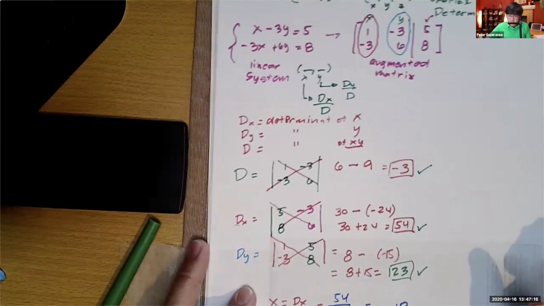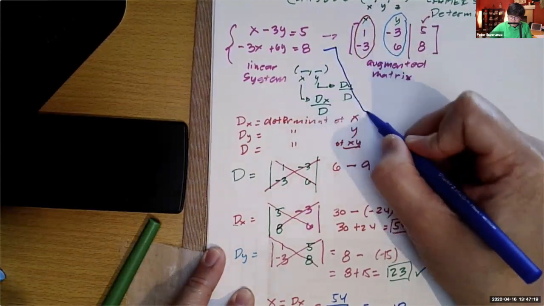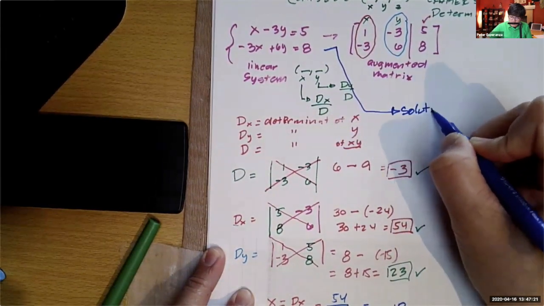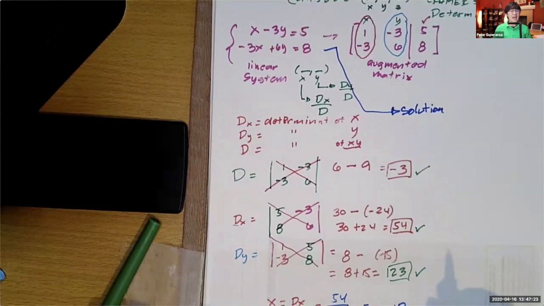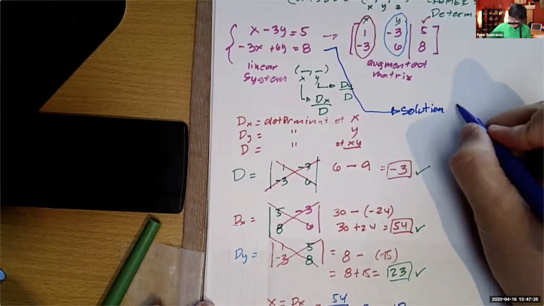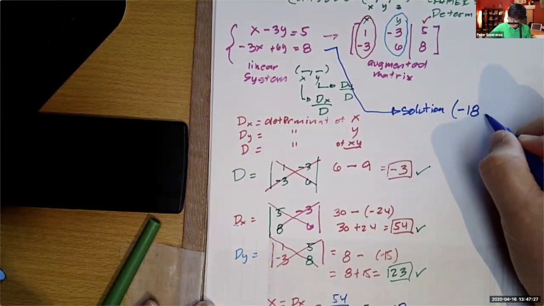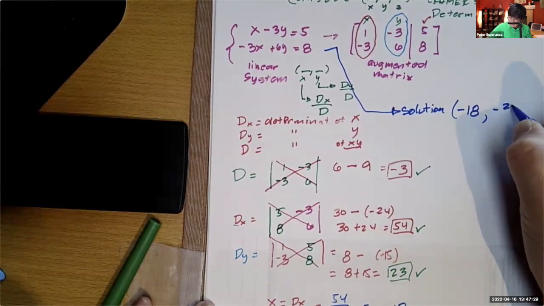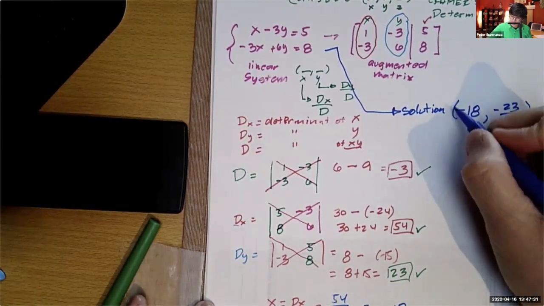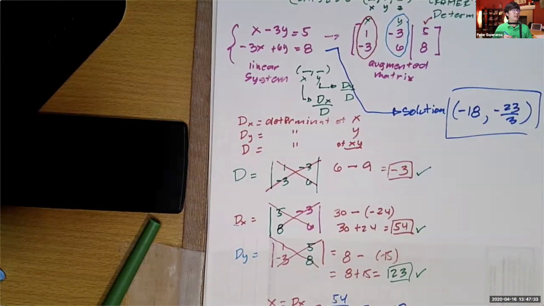So the solution of that linear system is negative 18 and negative 23 all over 3. And that is Cramer's rule.